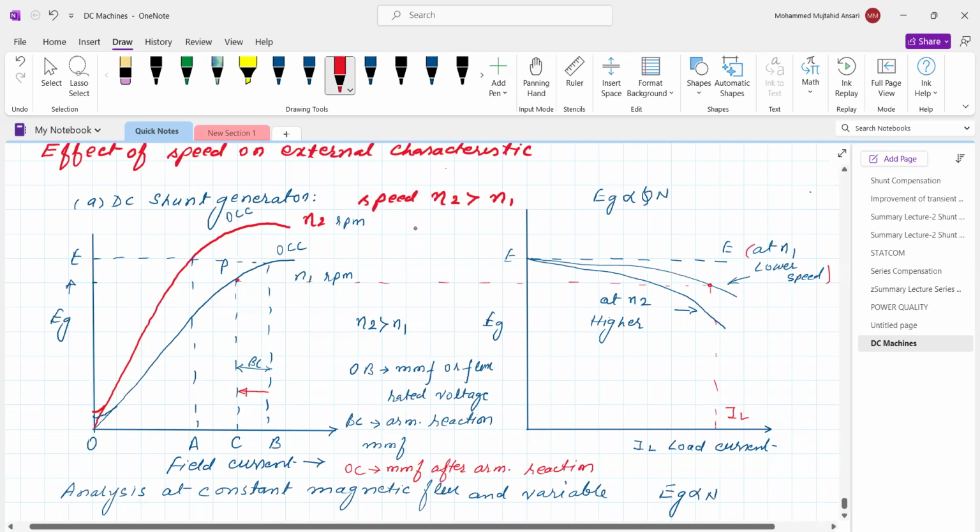Now, when the speed is higher, the magnetic flux will be smaller. So this is the magnetic flux.